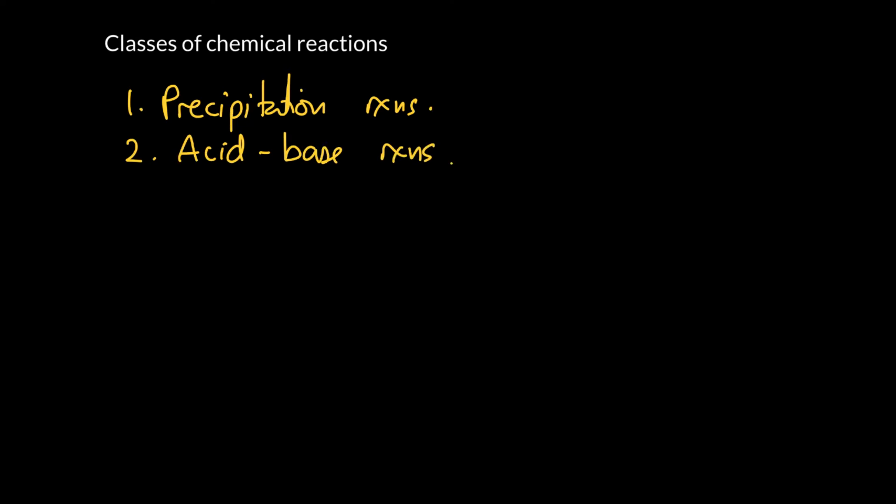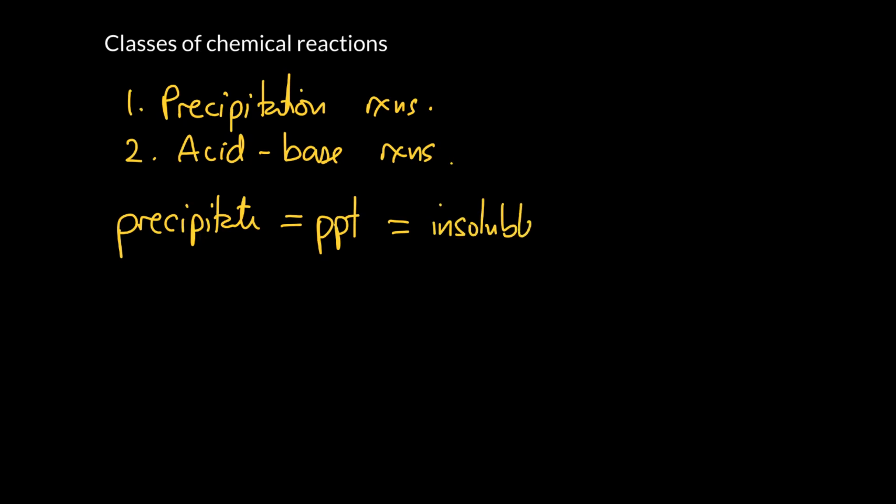And what do I mean by a precipitation reaction? Well, precipitate is something that you may have heard about in lab already. We normally abbreviate it as PPT, and it is an insoluble solid. So imagine you do a chemical reaction in water, so an aqueous reaction, and you form something that doesn't dissolve in water. That would be an insoluble solid, which we would call a precipitate.